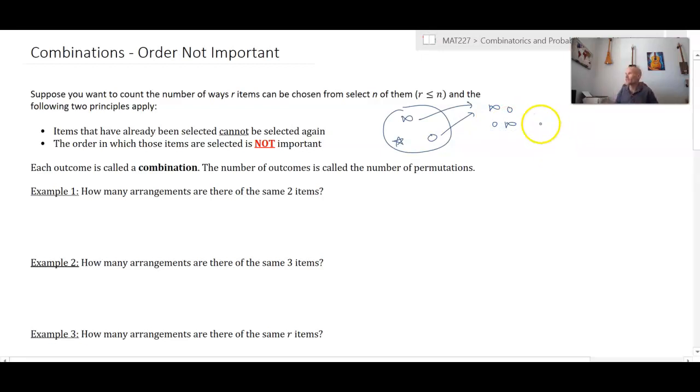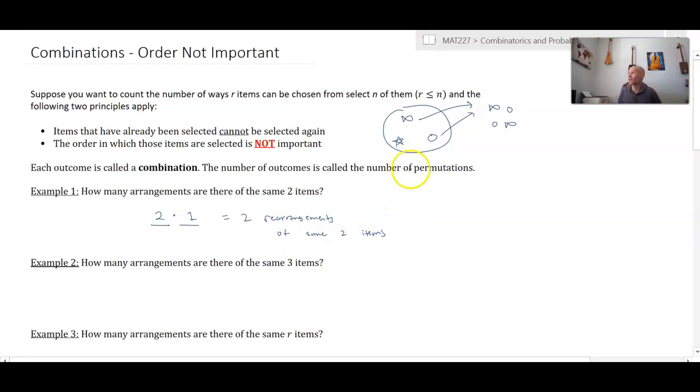Okay, so in this case, there are 2 ways to rearrange the same 2 objects, right? It's put the first one first and the second one second, or put the first one second and put the second one first. So if I think about this as a mathematical statement, if I have 2 items, well, for the first item, I can select any one of the 2 of them, but then for the second one, I can only select the remaining one. And so there are 2 rearrangements of the same 2 items.